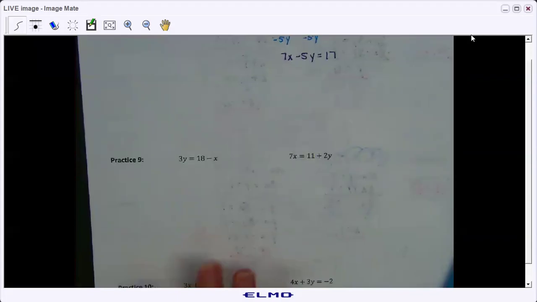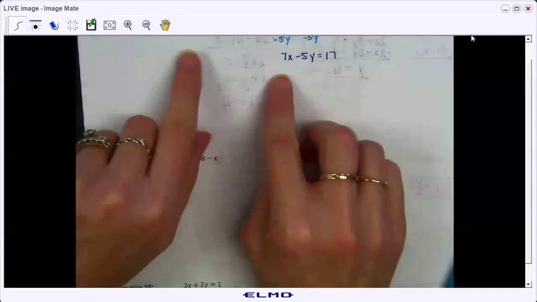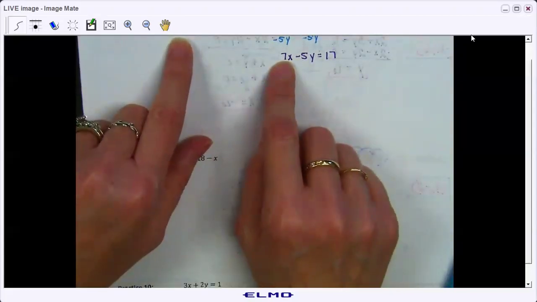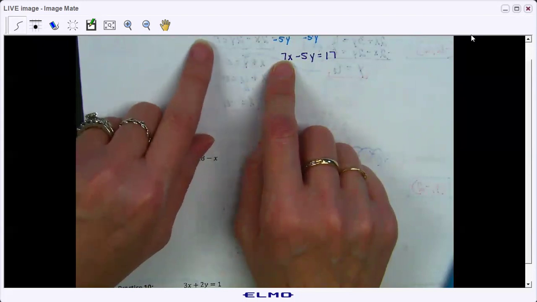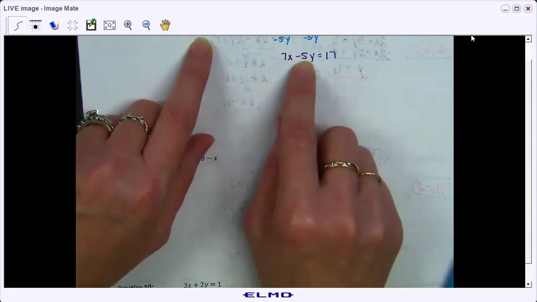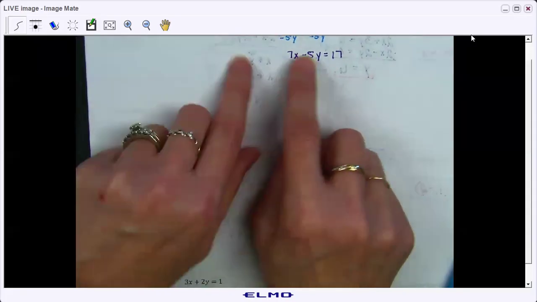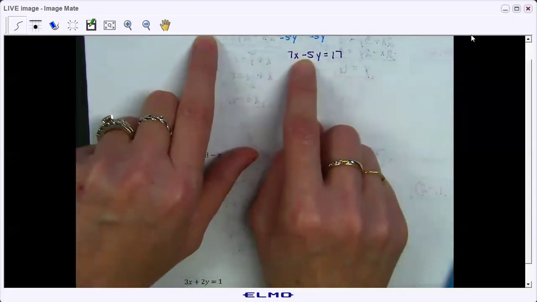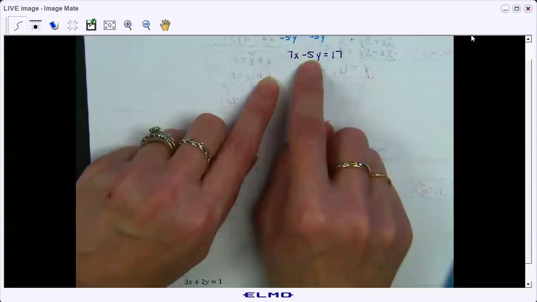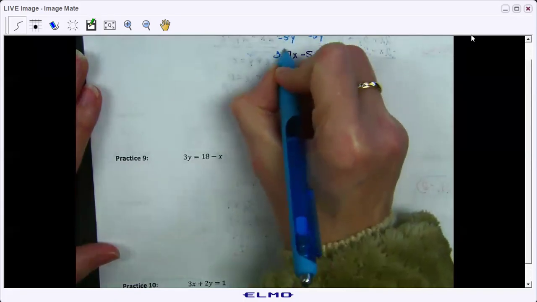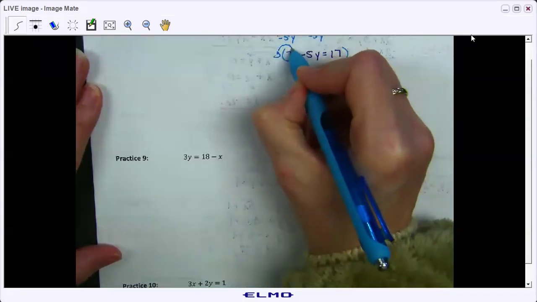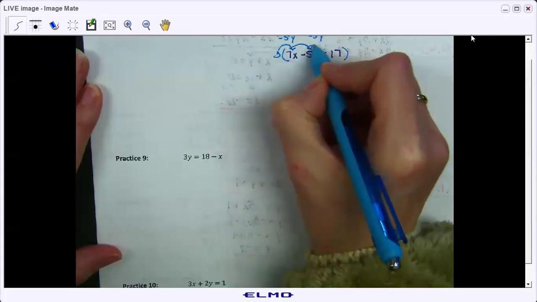And once you do that, none of our coefficients are the same. But I want you to look at the negative 2 and the 7. Can we turn a 2 into a 7 easily? No, we would have to multiply it by a decimal or a fraction, and we are not going to do that. Can we turn a 5 into a 15? Easily, yes. And this one's already negative, and this one's positive. So all we have to do is multiply this negative 5 times a 3. But remember, if we multiply the negative 5 times a 3, we have to multiply the whole thing by a 3. So we're going to multiply every term on the inside by a 3.